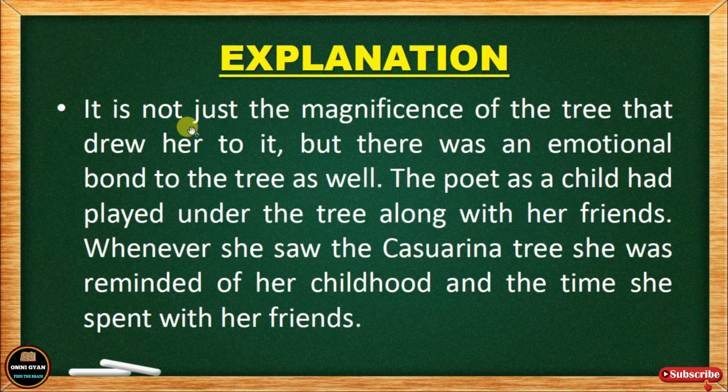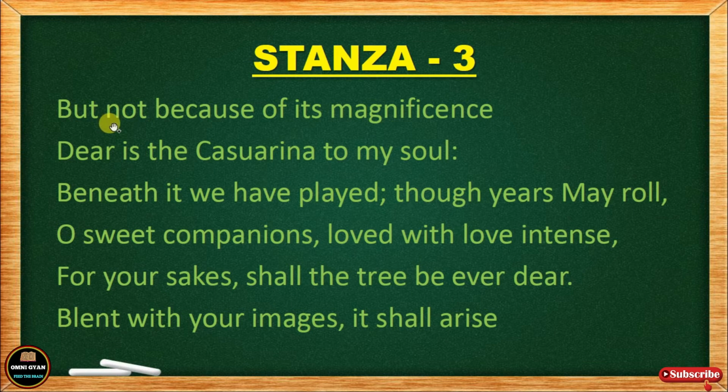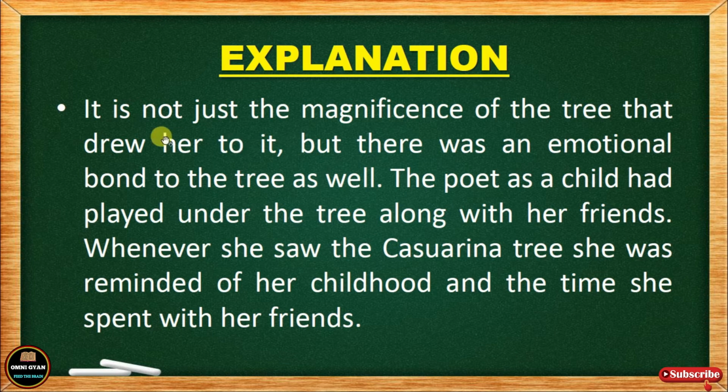Okay, so the poet says that, but not because of its magnificence, dear is the casuarina to my soul. The poet is telling that it is not just the magnificence of the tree that has attracted the poet towards the tree. Not only because the tree is magnificent, or very beautiful or tall or strong. Not only because of that. You may feel that the poet is attracted towards the tree because the tree is very strong, very tall, and the bees, birds, they all come to the tree.